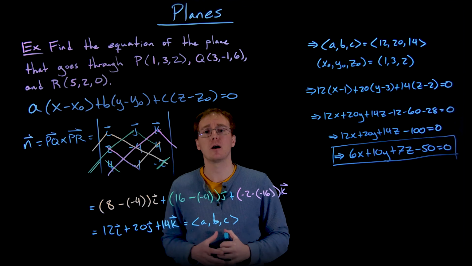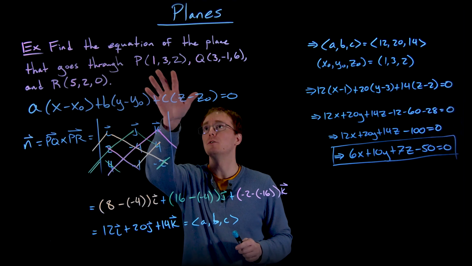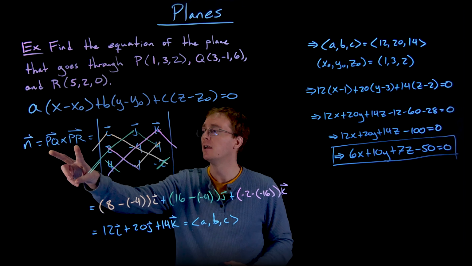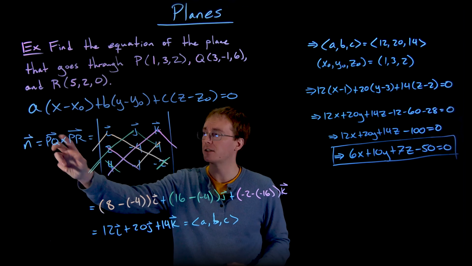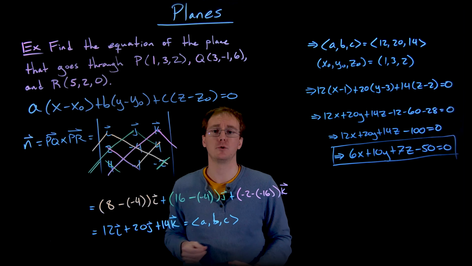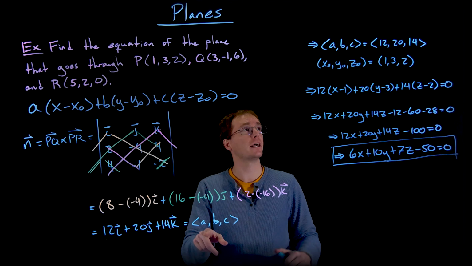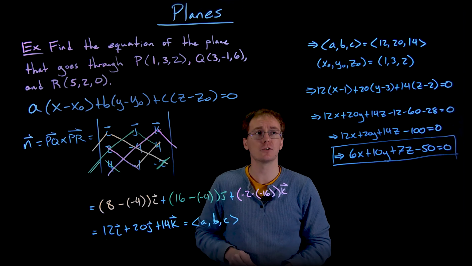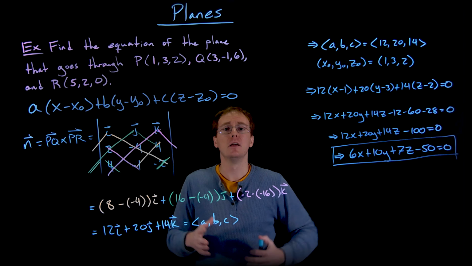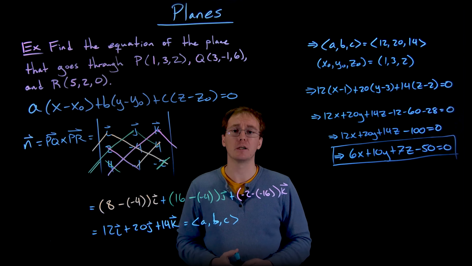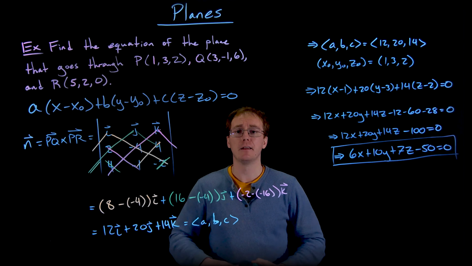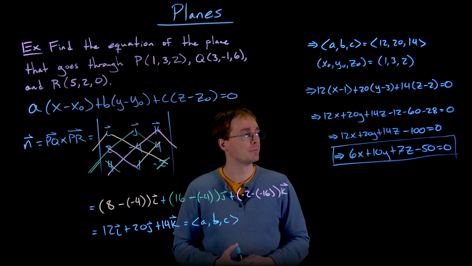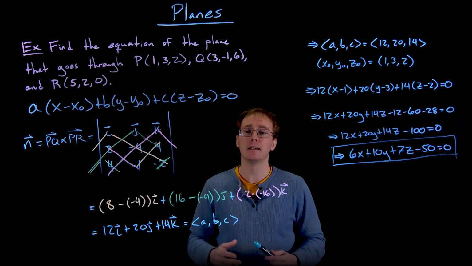And just to recap our process, remember the first thing we did was we used our 3 known points to create these 2 vectors that lie in our plane. We took the cross product between those 2 vectors to find the vector that is normal to our plane. Once we had our normal vector, we used our normal vector and one of the given known points our plane goes through to plug into the general equation for a scalar equation of a plane. We then just simplified our formula and got our final answer of 6x plus 10y plus 7z minus 50 is equal to 0.